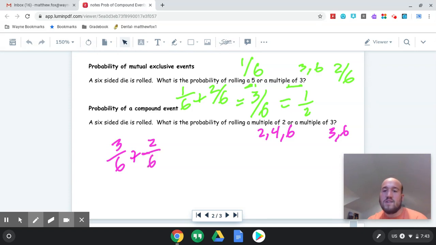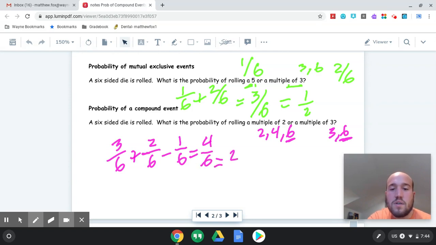Now in this case, if you look here, the 6 was counted for both of them. That is what is shared. It's A and B; it satisfies both of them. Since it satisfies both, we have to subtract it. There's only one number that satisfies both, so we'll subtract that 1/6. So 3/6 plus 2/6, 3 plus 2 is 5, minus 1 leaves us with 4/6. If we simplify that, our final answer will be 2/3.